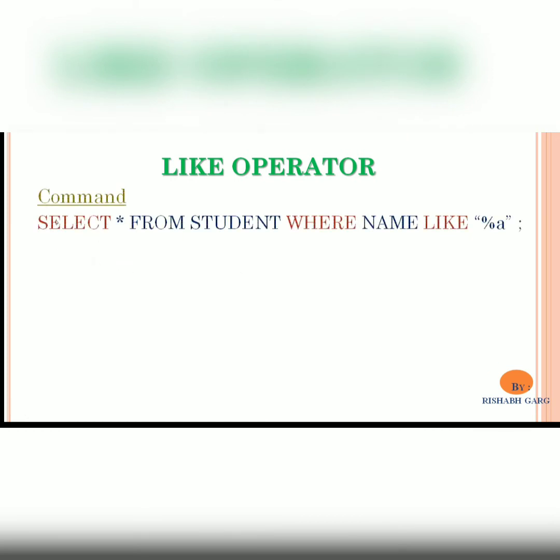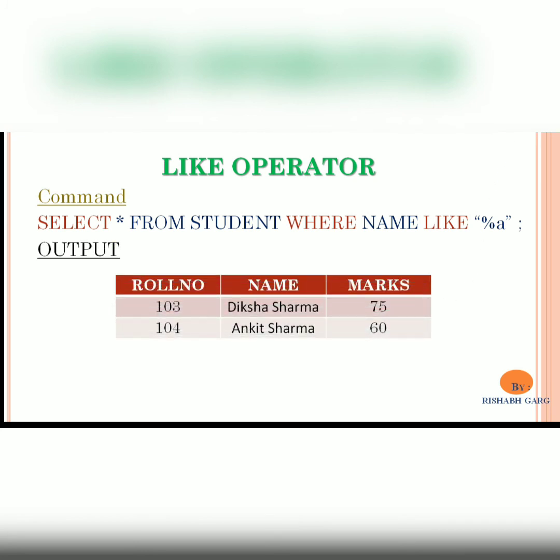First we will write the SELECT statement, then we will use the star operator, then we will use the FROM keyword. After that we will write the table name, that is student. Then we will use the WHERE clause. Then we will write the field name, that is name. After that we will use the LIKE operator along with the pattern, that is %a, and at last we will use the semicolon for terminating our command. After executing this command, only those records will be displayed whose names end with character A.